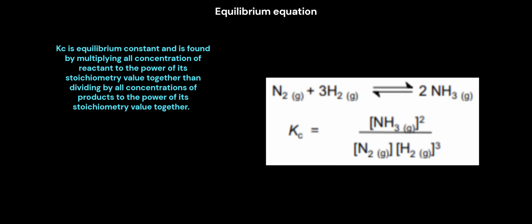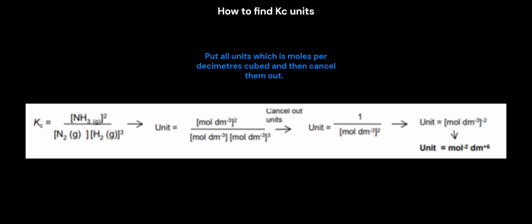Equilibrium equation. Kc is the equilibrium constant, and is found by multiplying the concentrations of all products, each to the power of its stoichiometry value, together, then dividing by the concentrations of all reactants, each to the power of its stoichiometry value, together. How to find Kc units. Put in all units, which is moles per decimeter cubed, and then cancel them out.